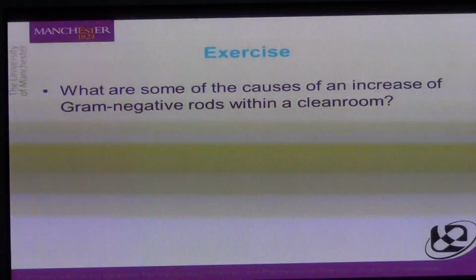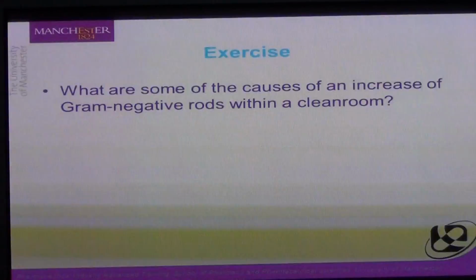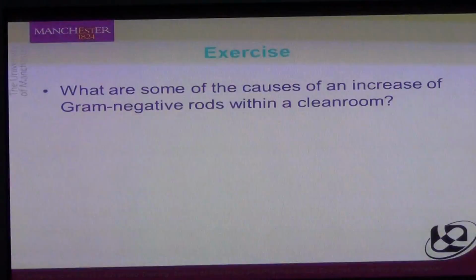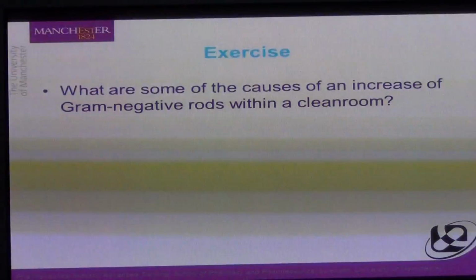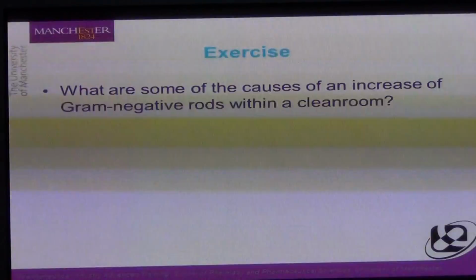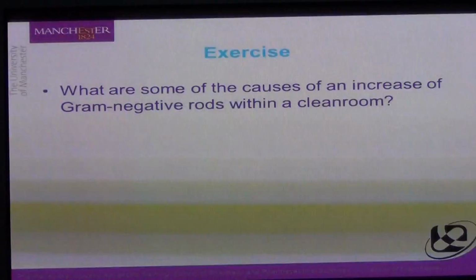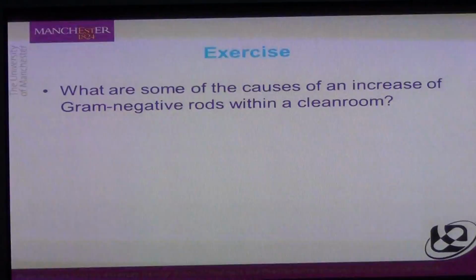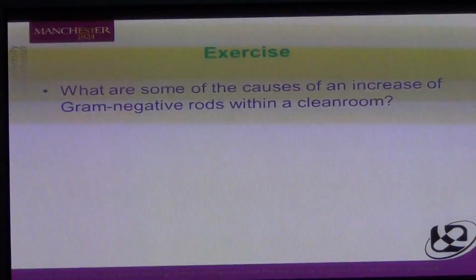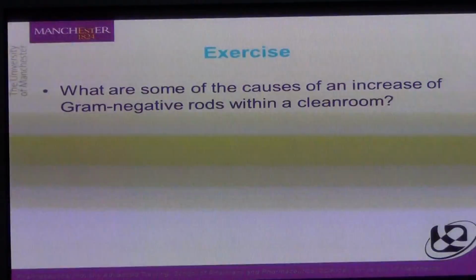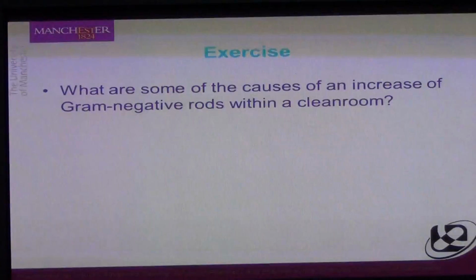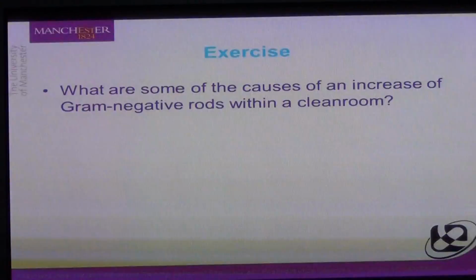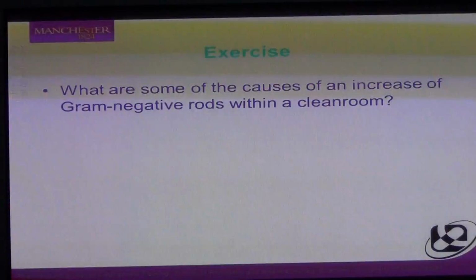Okay, so that was gram-positive rods. Now it's your turn. Go into your groups and think about what might cause an increase of gram-negative rods within the clean room. So again, spend 10 minutes or so on the exercise. When you're finished, have someone report back from each group, share your thoughts and ideas, and then I'll be back with some of mine. So if we could pause the video, and I'll be with you again in a few minutes' time.